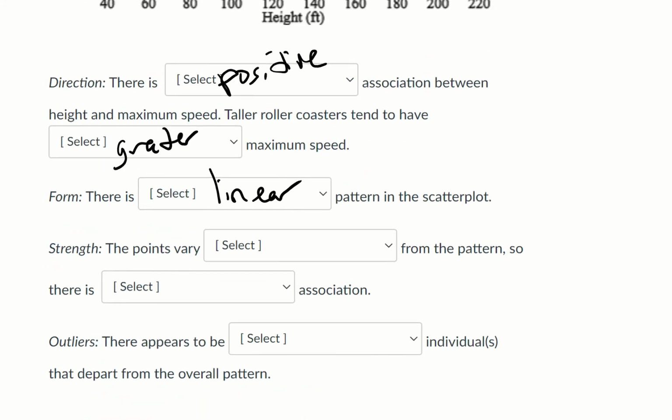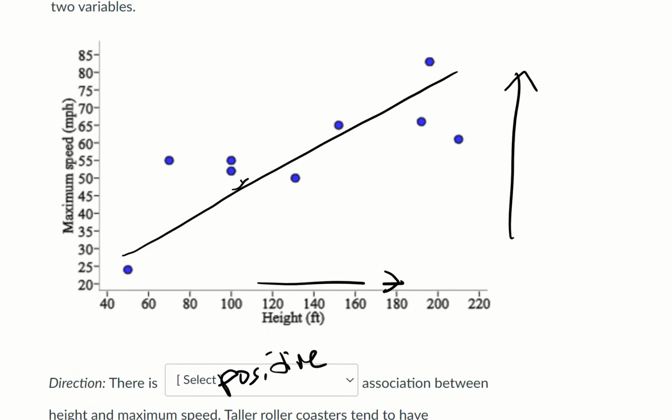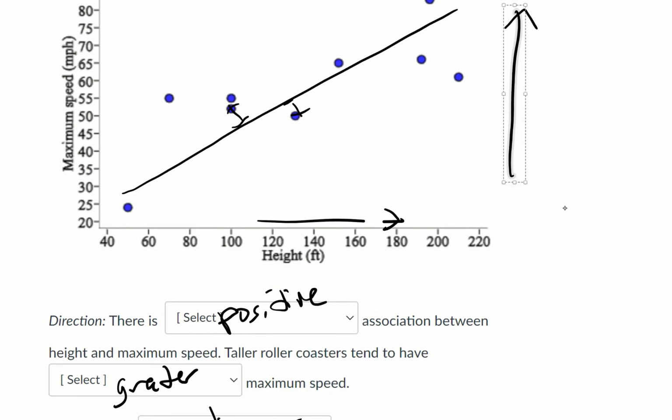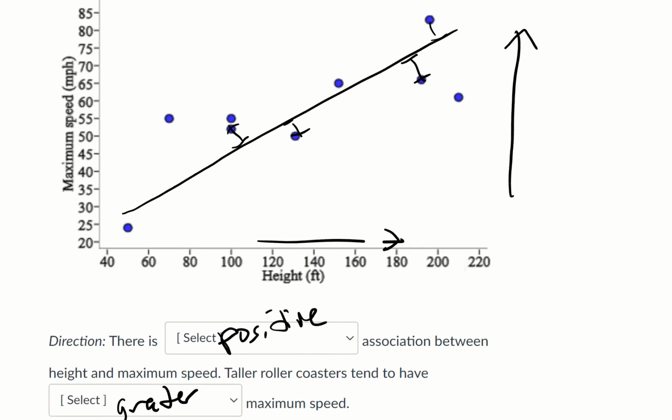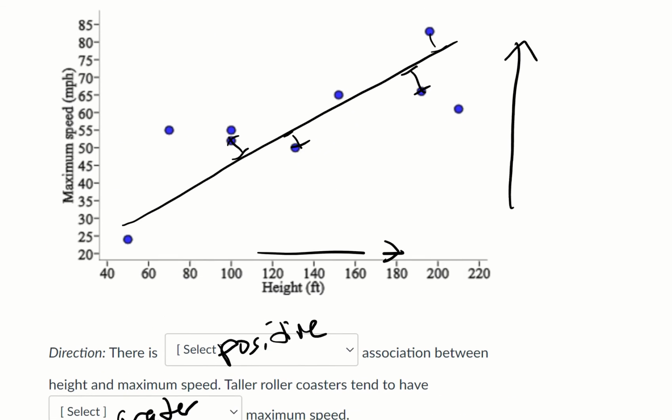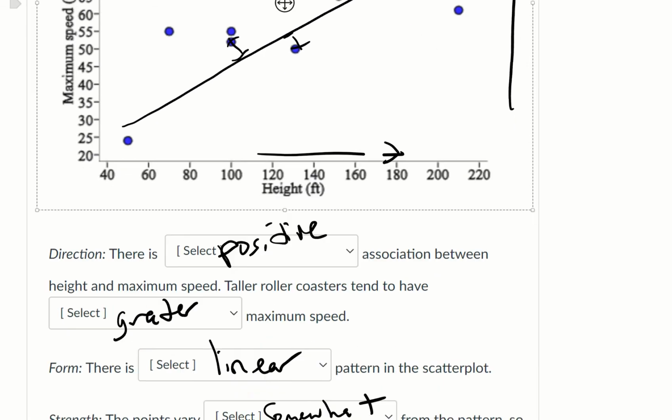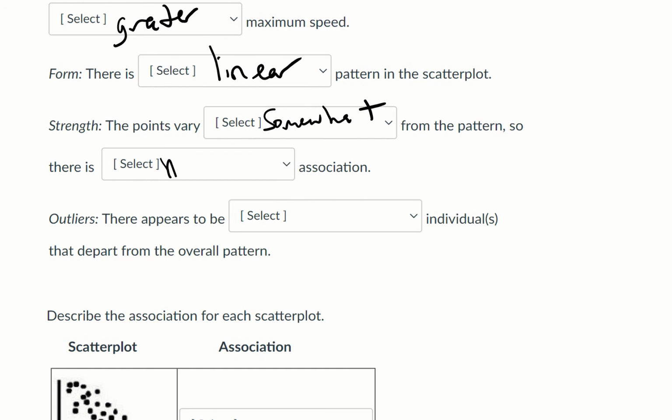Strength. How strong is it? Well, it looks like the points vary somewhat from the linear pattern. They vary a little bit. So we'll say that they vary some from the pattern, but they don't vary too much, right? So in this case, it's not a strong association. It's a moderate association. It's a pretty good pattern, but it's not strong, right? It's like in between. So we'll say that there is a moderate strength association.